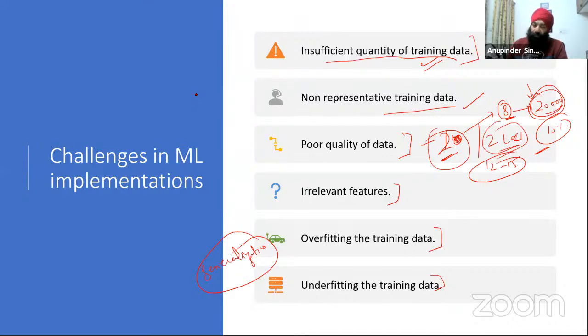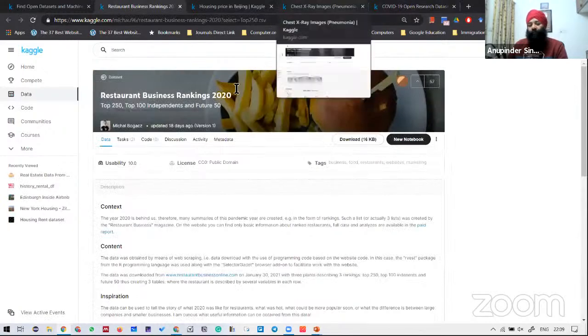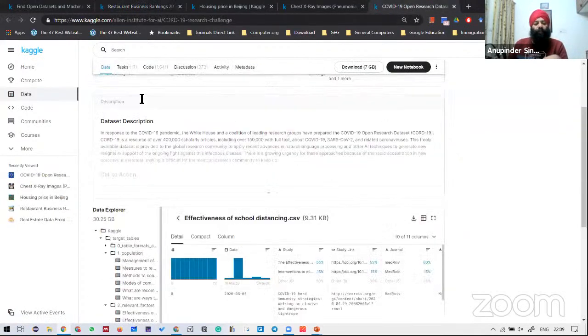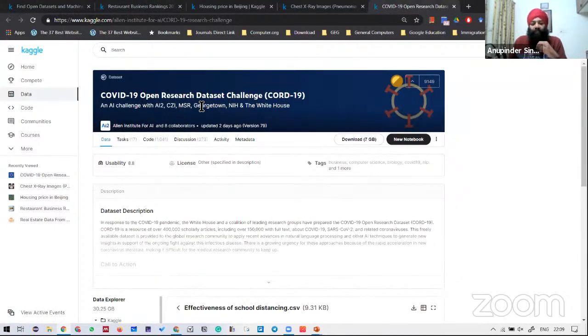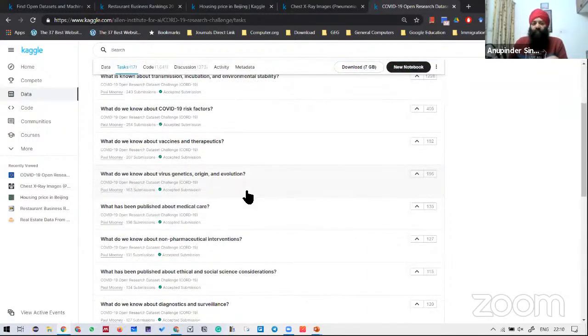Now, apart from this, there is one thing I wanted to mention. Any data set you go and look at contains tasks, and those tasks give you more clarity about why that particular data set has been generated. If you look at this COVID-19 Open Research Data Set Challenge, you will see the tasks being defined. They are pretty straightforward, and they give you an idea of, for example, what is known about transmission, incubation, and environmental stability. So this is what you are trying to find from that data. This is one of the tasks, and so on.